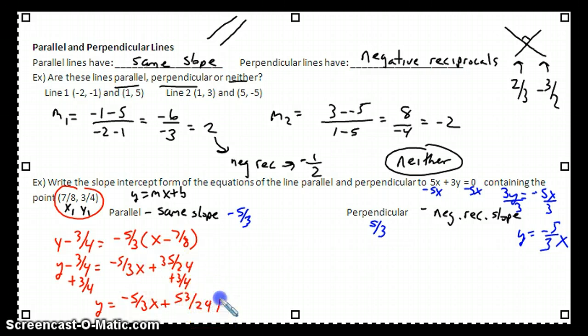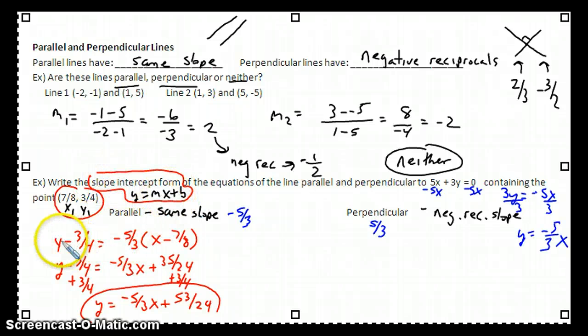So make sure you pay attention to the fact that it said it wanted slope-intercept form, and you give your answer in slope-intercept form. Even though I used point slope form to help me get it, when I was all done, it had to be in slope-intercept form. And then if I look at the next one, I'm going to use the same x and y values, but I'm going to use a slope of 5/3.